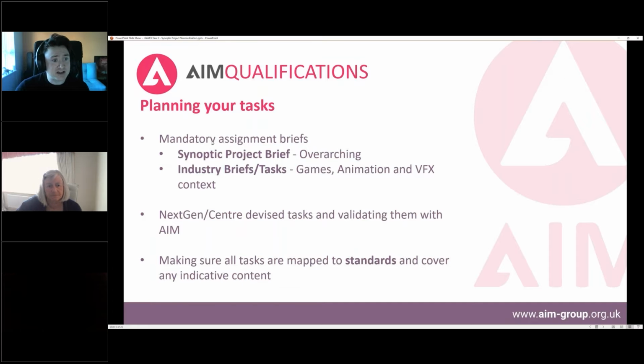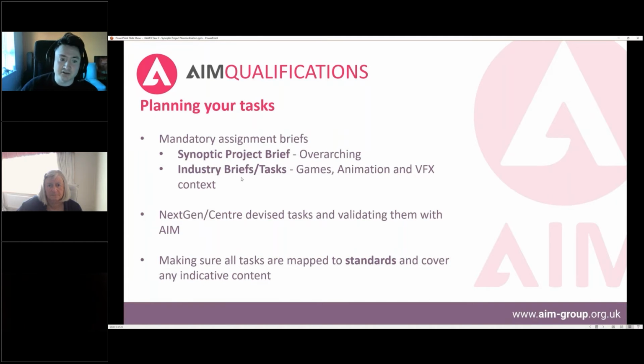AIM work with NextGen and other industry partners to provide industry briefs. So you've got two main pieces of documents from AIM to support this. You've got the synoptic project brief, which is the overarching brief that links to all of the skills. And then sub to that, there'll be industry briefs that are released typically around November, December time. Those are the tasks that you would run with.